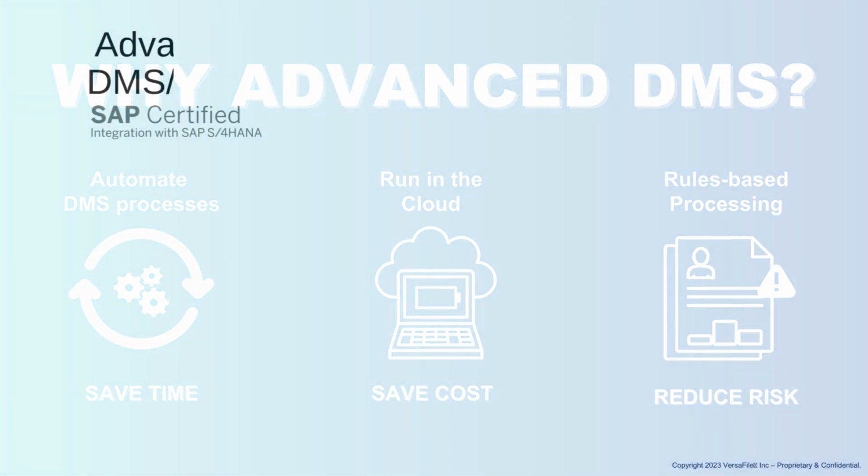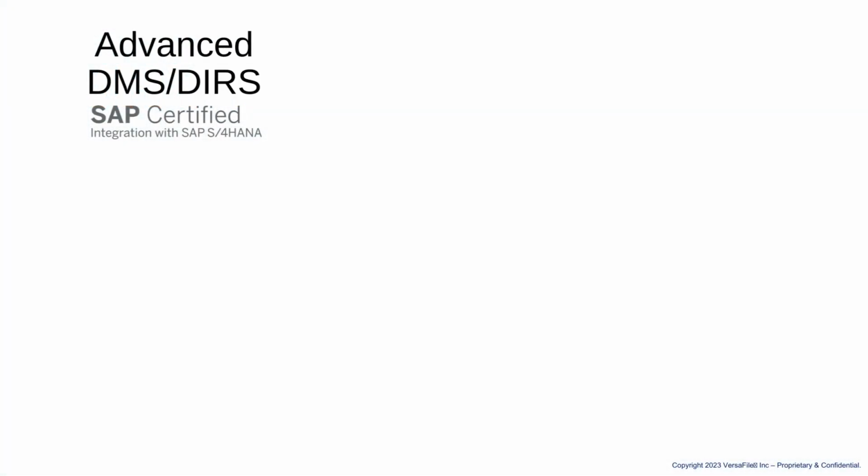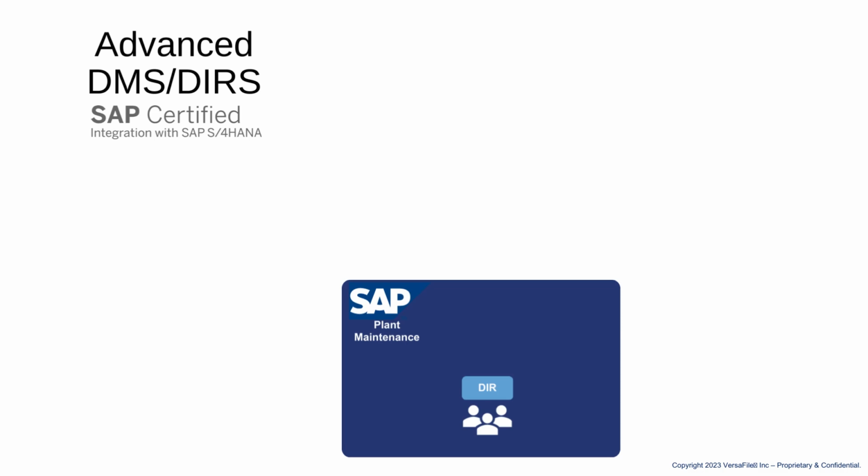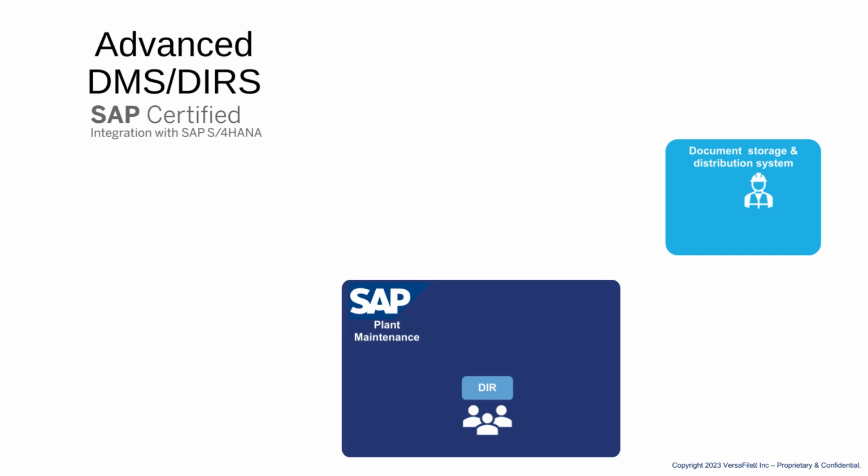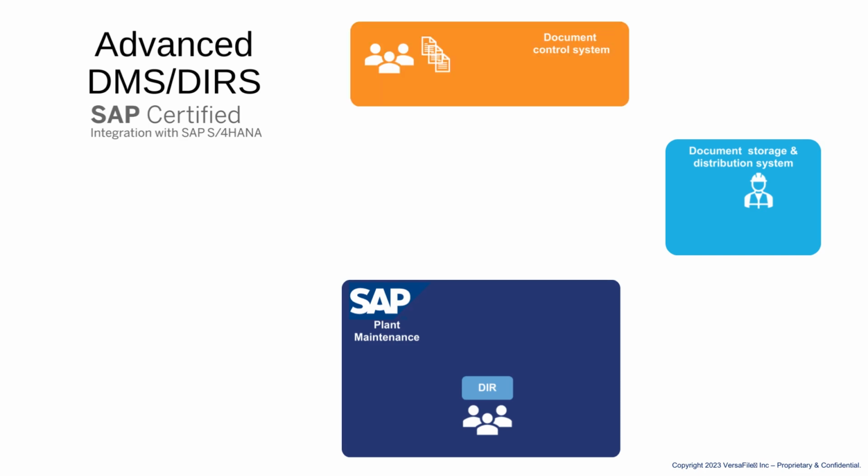Now, let's take a very high-level look at a process in the plant maintenance module of an SAP system. In this example, we have extended SAP DMS to allow for automated inbound and outbound document management capabilities. By automating DMS documents and metadata flow between your content services repositories and SAP Document Information Records, commonly known as a DIR. The first step is where your document control people publish new document revisions.